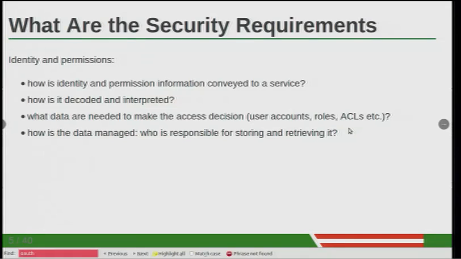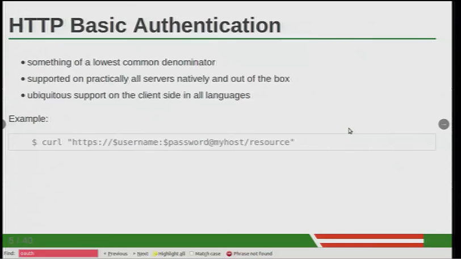So how is that data transmitted to the resource servers that need it, and how is it then decoded and interpreted by the resources? A lot of that is obviously going to be to do with what data you need to make the decision. If you don't have the data, then you can't make the decision. And then also, crucially, who is managing that data? Is it centralized? Is it distributed? Is it synchronized across multiple backends? Those kinds of questions end up being highly relevant. Okay, so that's the starting point.